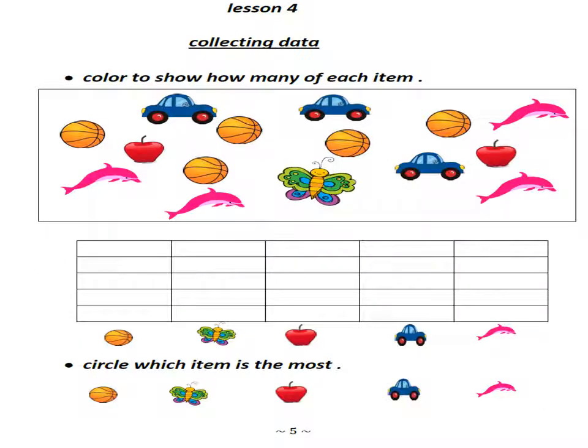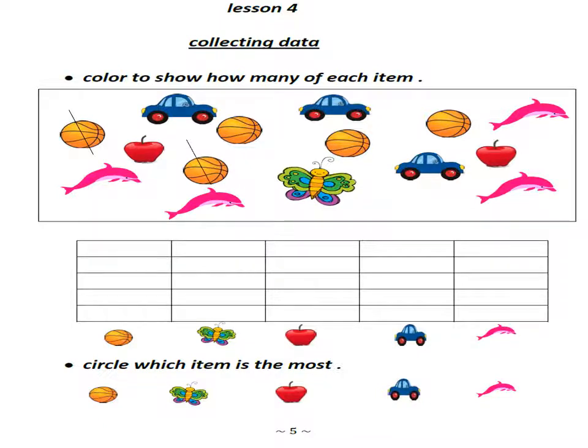Lesson 4, collecting data. Here, primary 1, he gave me various shapes and I will start to count each shape and then color the bar graph from down to up. Okay, let's start to count. The first shape here, he gave me poles. So I will start to count poles.